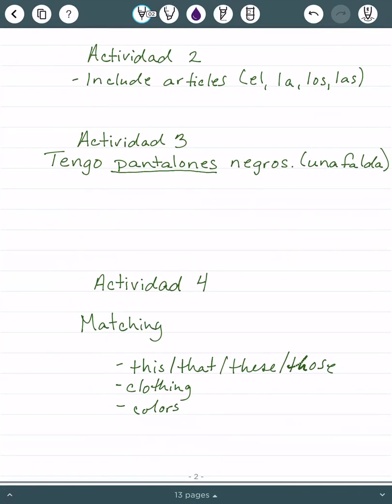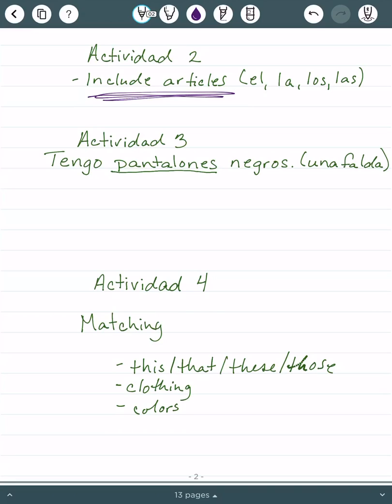So moving on to activity 2. Activity 2 is pretty straightforward. It's just got the different places you would go. So number 1 for a party, you're just going to list 3 things for each of those places. I do want you to include your articles. So el, la, los, or las. Moving on to activity 3.